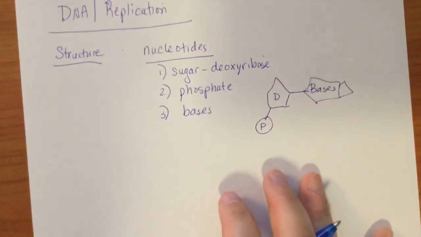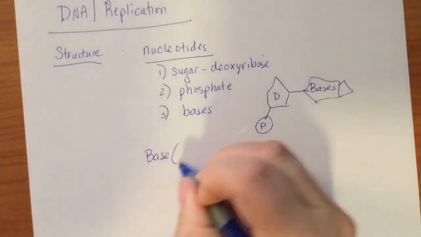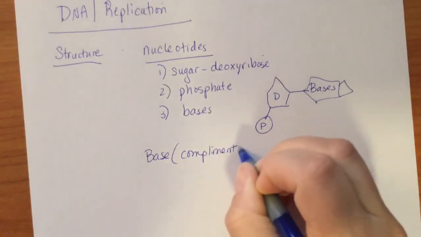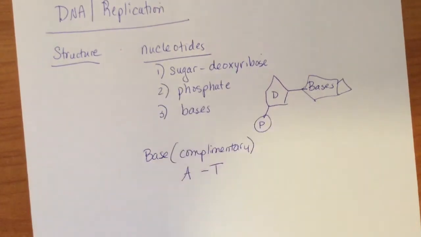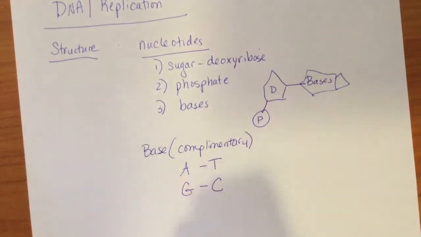What you do need to know about bases is that the bases are complementary, meaning that certain bases tend to fit together simply based on their electron bonding. So A will often and should bond with T, and in DNA, G will bond with C.